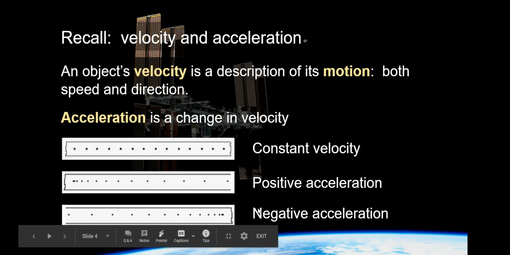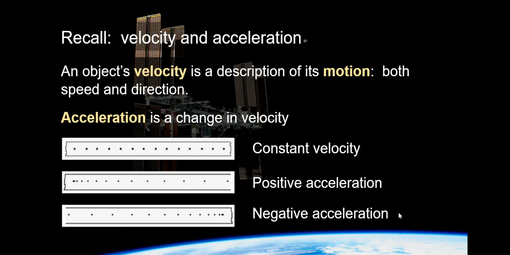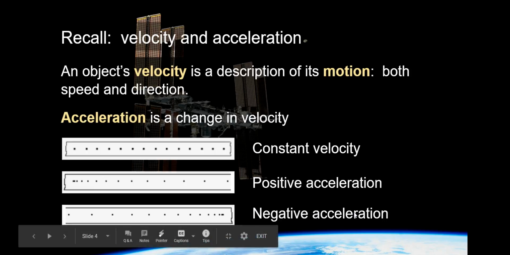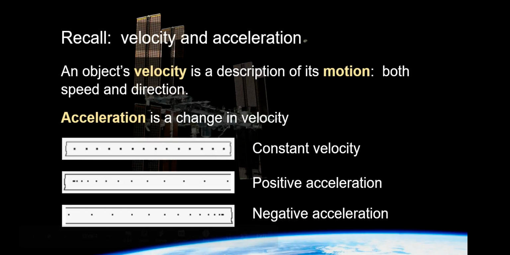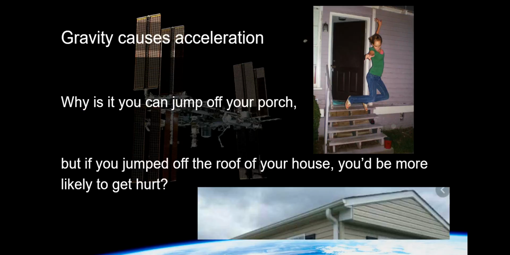The third picture is negative acceleration. This is acceleration in the opposite direction of the velocity. So here we have something moving from right to left, but it is slowing down. Normally you think of that as deceleration, but in physics, it's acceleration in the opposite direction of the velocity. That is negative acceleration. So gravity causes acceleration.